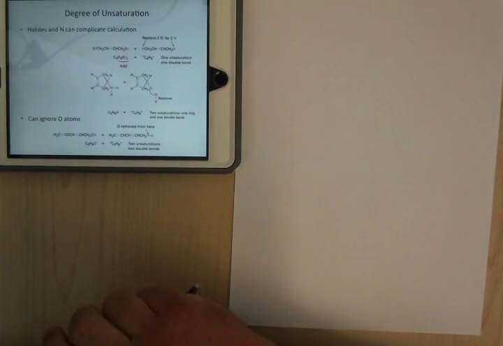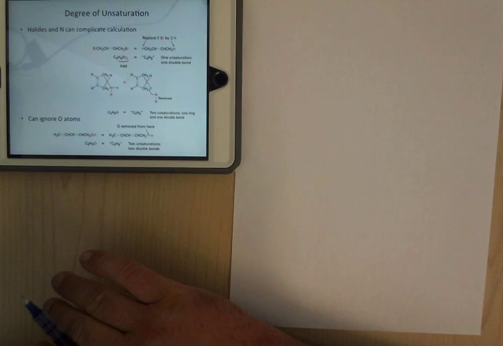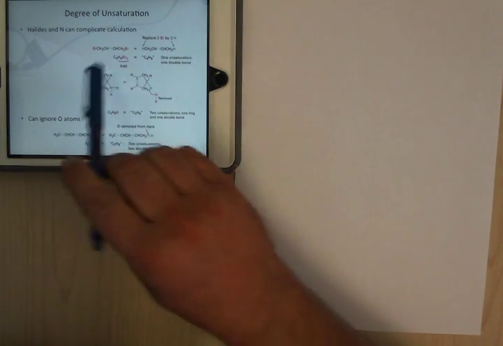So how do you figure it out? There is kind of a complicated way. Halides and nitrogens can also affect this, right?